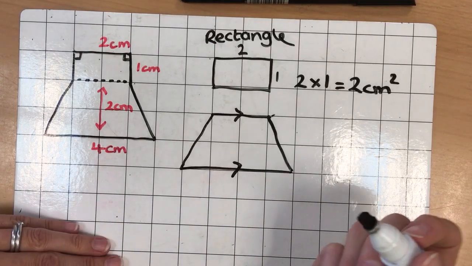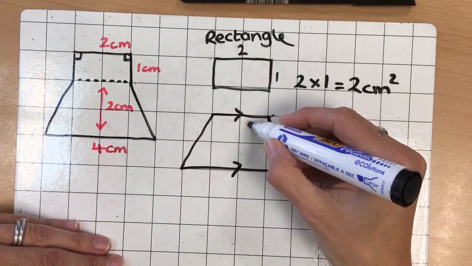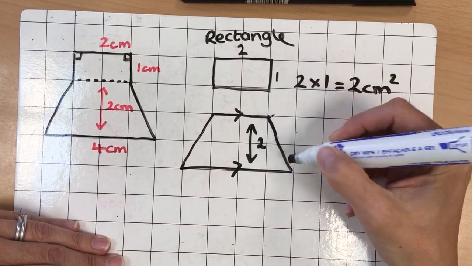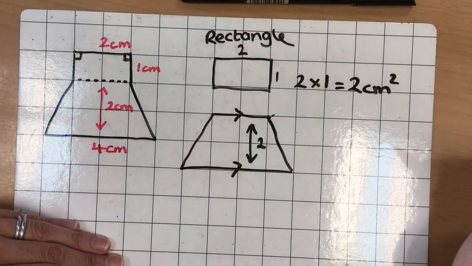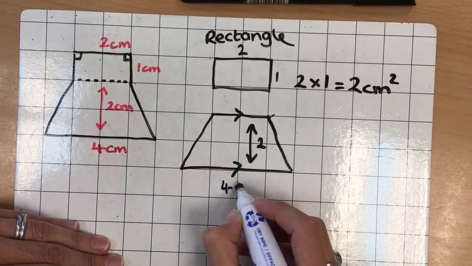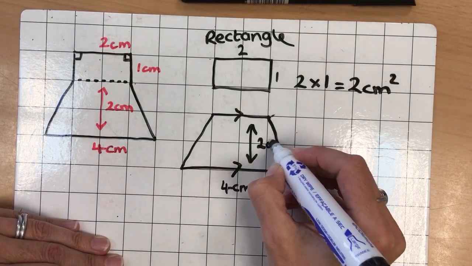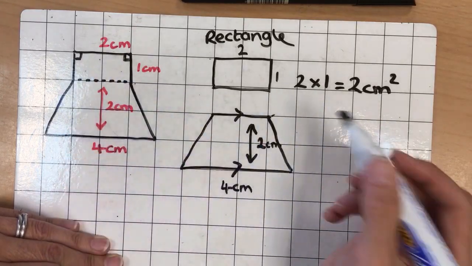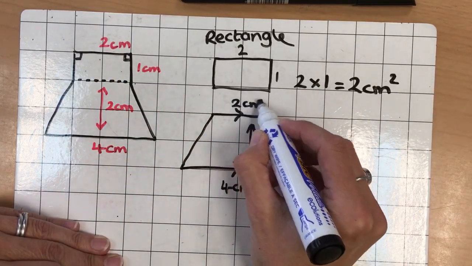Now, this trapezium has a vertical height of 2. That's important because we don't want this height, we don't want the slant height, we want the vertical height. It has a base of 4. And we know that this top length here is the same as this length here, so we know that this top length here is 2.